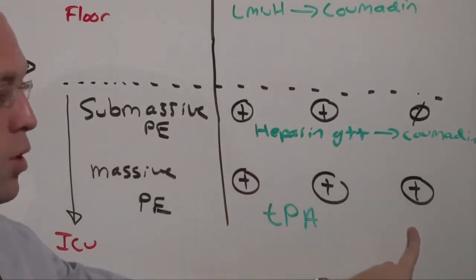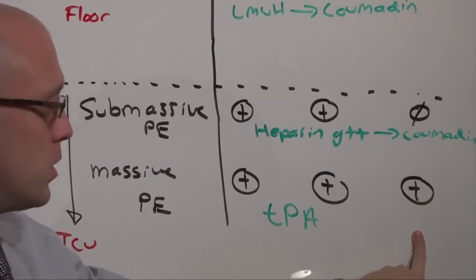The massive PE, their vitals are already low. If you don't remove that obstruction, they're going to die. So you give TPA.